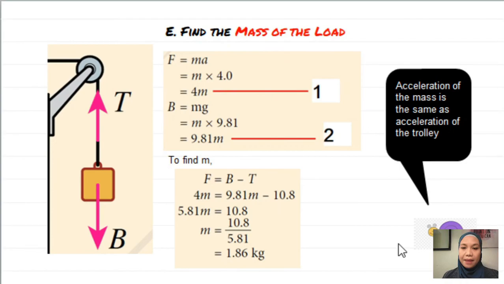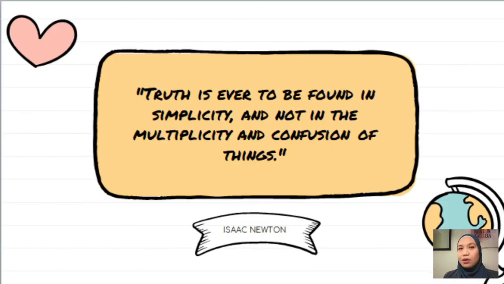Find the mass of the load. We need to apply Newton's second law, which is F equal to ma. m is the mass of the load and the acceleration is the same as the acceleration of the trolley, so it is 4 meters per second squared. So we have the first equation, which is F equal to 4m, and then we have the second equation, B, which is W equal to mg. We do not know the mass of the load, times 9.81, which is gravitational acceleration, m equals 1.86 kilogram. Remember, concept construction first.